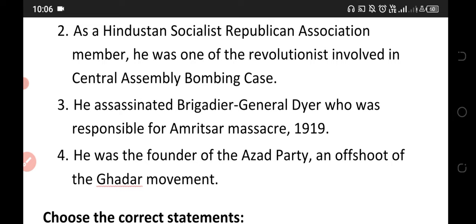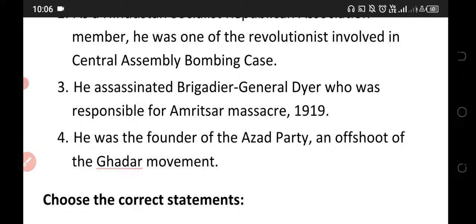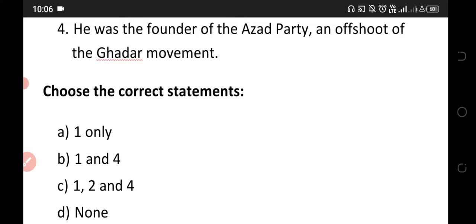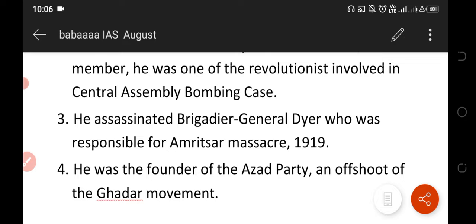I think the second statement you can just cut out. In this, correct is being asked, so 3 and 4 should be part of your answer. None is the answer. 1 and 4 is the right answer. 1 and 4, yes, of course. He was associated with the Ghadar Party and the Indian Workers Association.